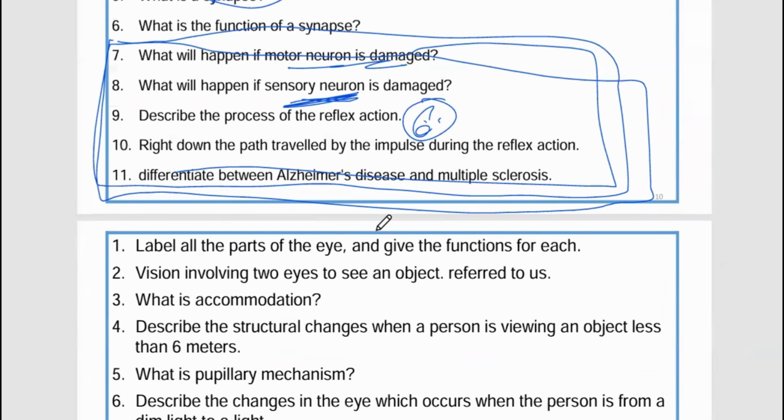Then, label the parts of the eye. I've not yet reached there. Difference between Alzheimer's and multiple sclerosis. We like to ask you this.